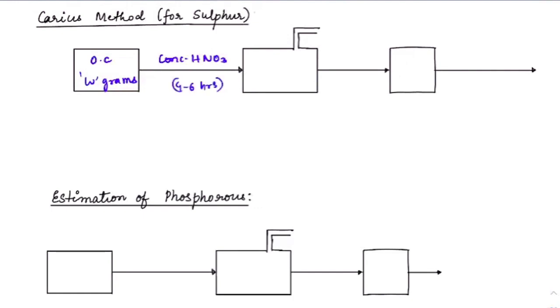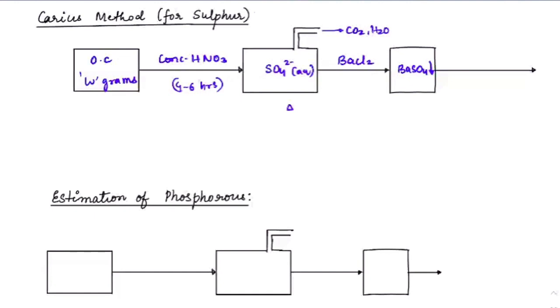Carbon dioxide and H2O can be removed by heating. The leftover part will be only sulfate ions. These sulfate ions can be precipitated using barium chloride. So after 4 to 6 hours, we add barium chloride to it. On adding barium chloride, whatever sulfate is present in the solution will get precipitated and become a white precipitate, barium sulfate.